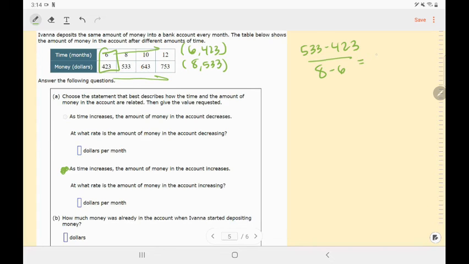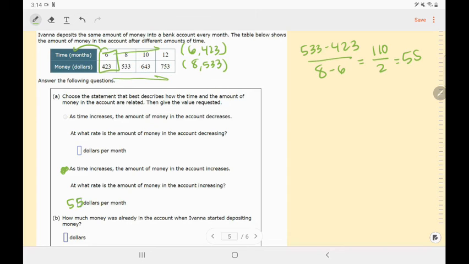So 533 minus 423 is 110. 8 minus 6 is 2. And simplified, 110 divided by 2 is 55. So my change is $55 per month. Now, how much money was in the account when she started depositing? Well, I want to find my y-intercept.